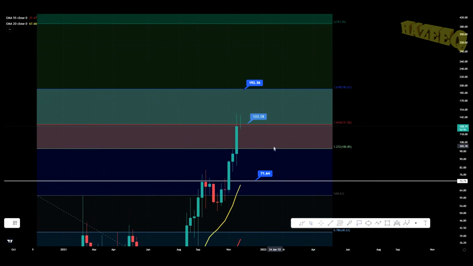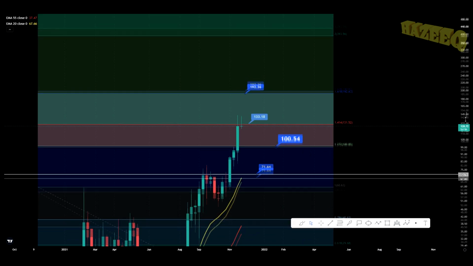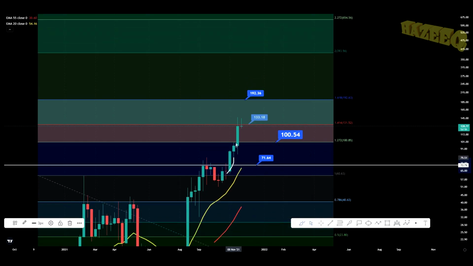So if we see any Bitcoin pullback, then I would imagine we would come back down to the 1.272 on the fib at around $100, because we have broken through this area and we haven't backtested it as support. So that's something that I would imagine is on the horizon, unless, of course, we have a strong parabolic movement and we get to the 1.618 in quick fashion.